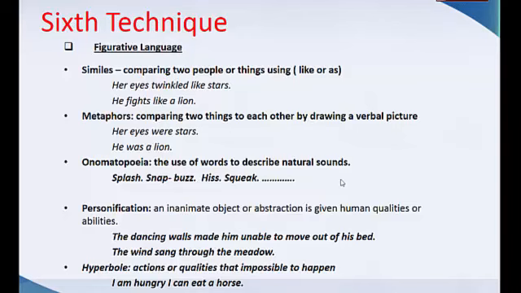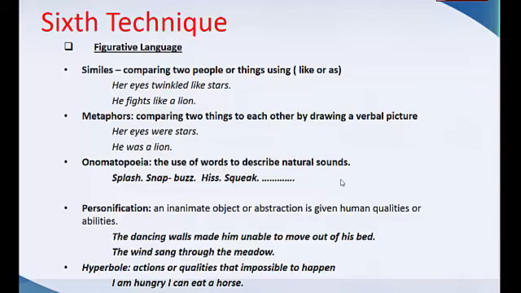Metaphors, comparing two things to each other by drawing a verbal picture. Her eyes were stars. He was a lion, without using as or like. Onomatopoeia, the use of words to describe natural sounds. Splash, snap, buzz, hiss, squeak, like that.